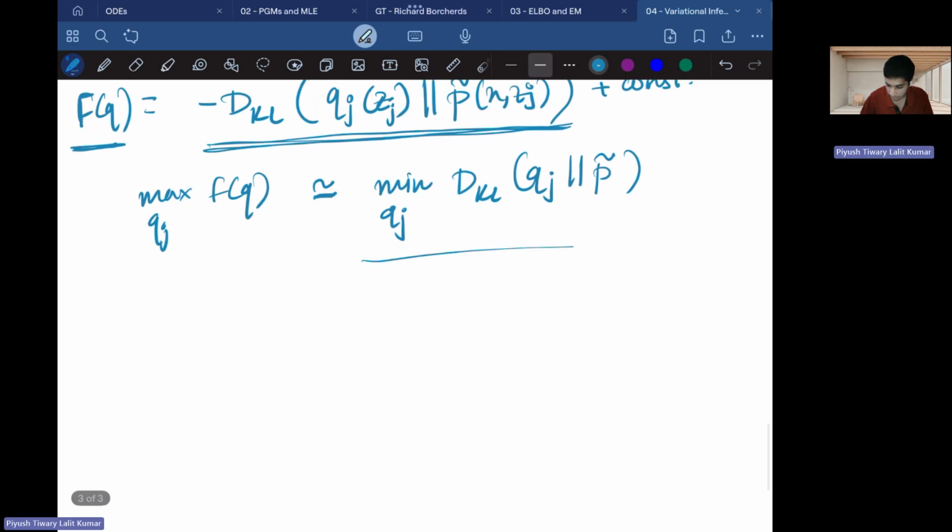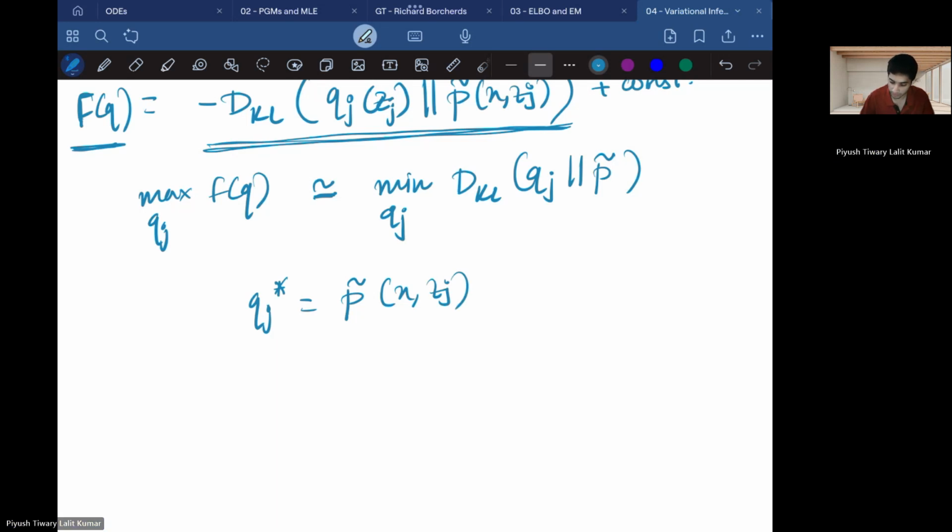And when will this minimization happen? What is the solution for this minimization? Well, we know that the minimum value of KL divergence is zero, and that can only occur when q_j star, let's call it q_j star, is equal to this p tilde of x comma z_j, right? So this is the solution for q_j star.